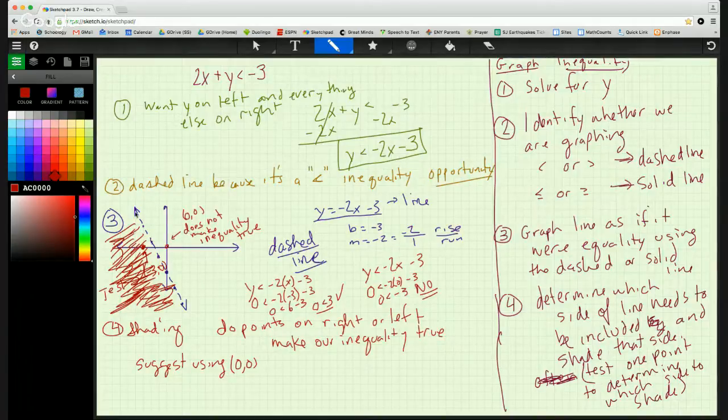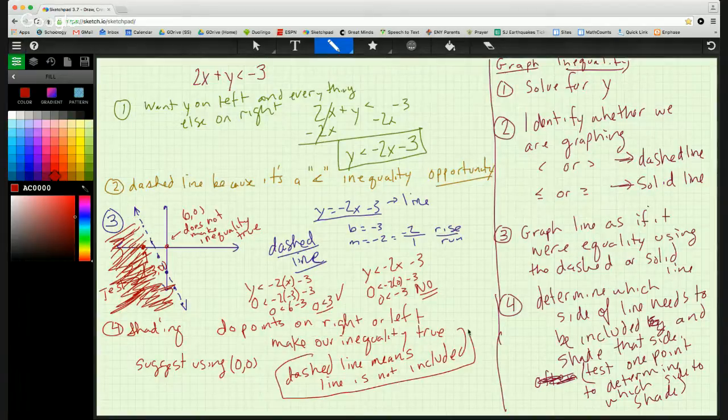Now, notice that because we have a dashed line, that means that the line doesn't make it true. Any point on the line is where y equals negative 2x minus 3. But we can't have that, so that's why the line is dashed. That means we don't include these points. So a dashed line means the line is not included.